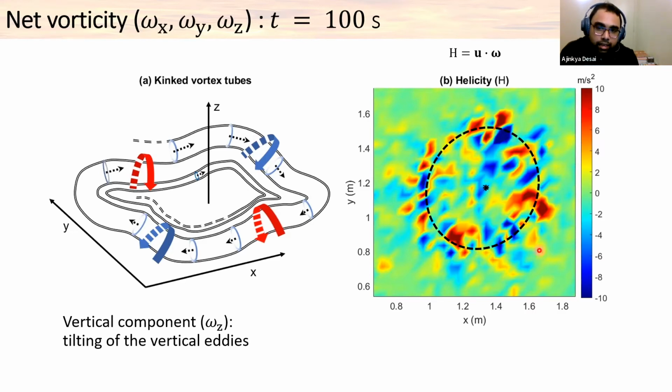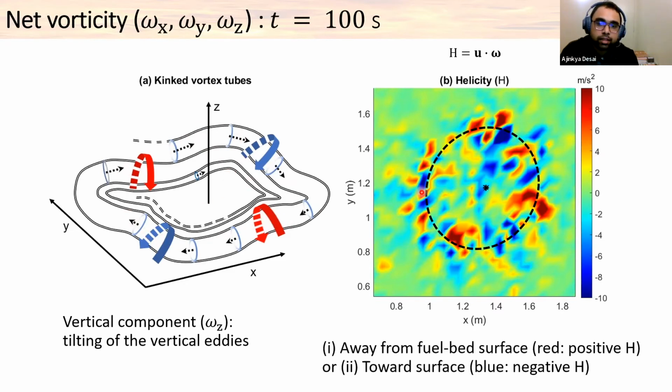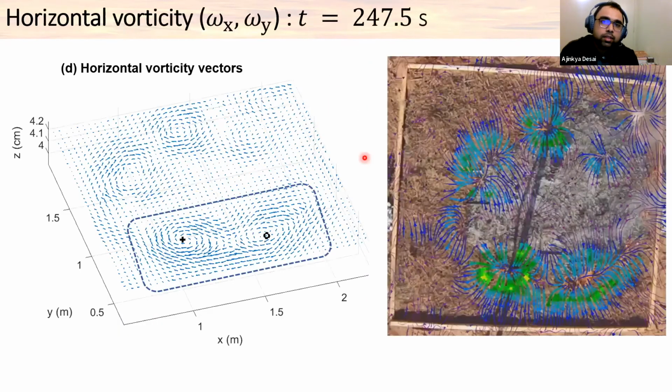So this is a visual representation, or maybe more a mathematical representation, of these kinked vortex tubes. The picture itself is quite hand-drawn. So we're seeing kinking of vortex tubes. Now this is at time t equal to 100 seconds. Let's see what happens when these fixed points are formed.